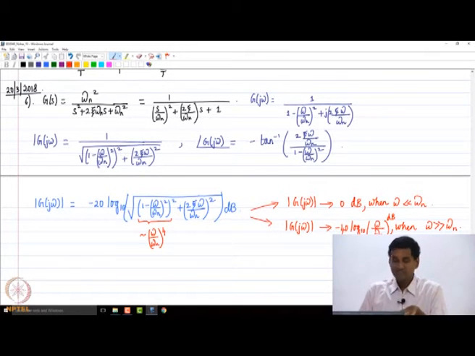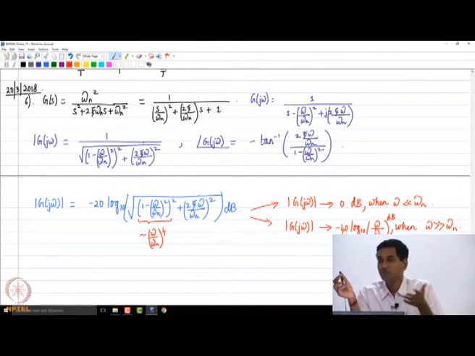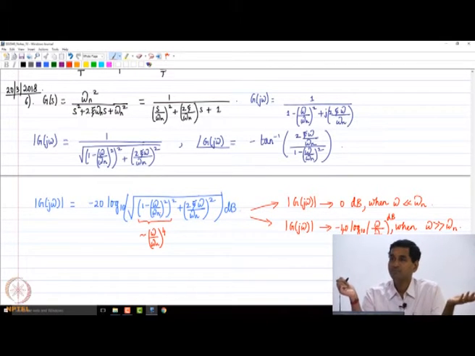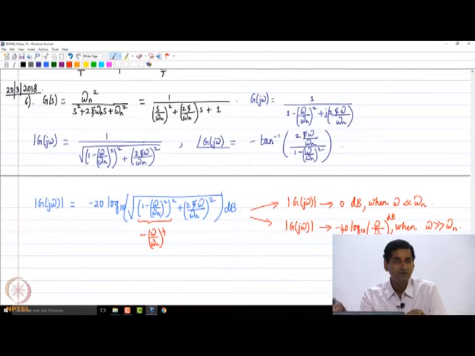You can see that the first term tends to omega by omega n to the power 4. The second term is like omega by omega n whole square. Just think that omega by omega n is 10 power 3. So the first term is going to be like 10 power 12, and the second term is going to be like 10 power 6. So the first term obviously dominates. You take the square root, you get omega by omega n squared. Log of omega by omega n squared is 2 log omega by omega n. There is already a minus 20, you multiply it by 2, you get minus 40. So that is why the magnitude tends to minus 40 log to the base 10 omega by omega n decibels when omega is much greater than omega n.